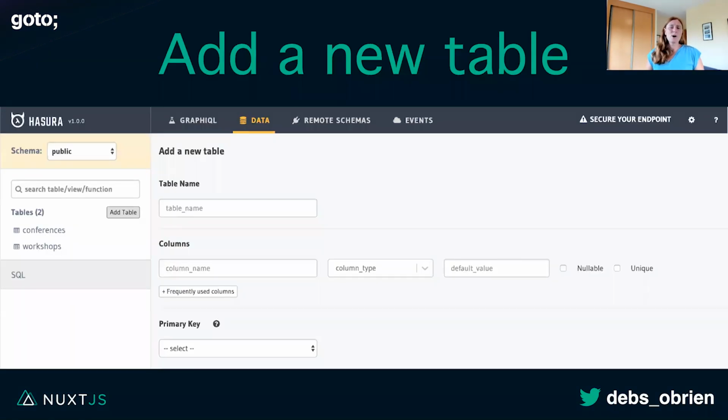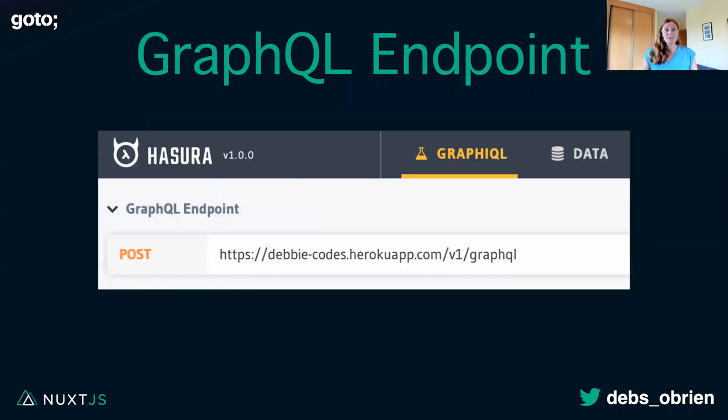Any of you who are familiar with phpMyAdmin back in the day will kind of know how it works, right? You have a UI and you basically add a table. So this is Hasura's UI. You go in here and you create your table and you add your column type, and you fill out everything that you want, your primary key, etc. So in this example, I've created a conference table and a workshops table. Then, as you know, with GraphQL, you get one endpoint. I love having one endpoint.